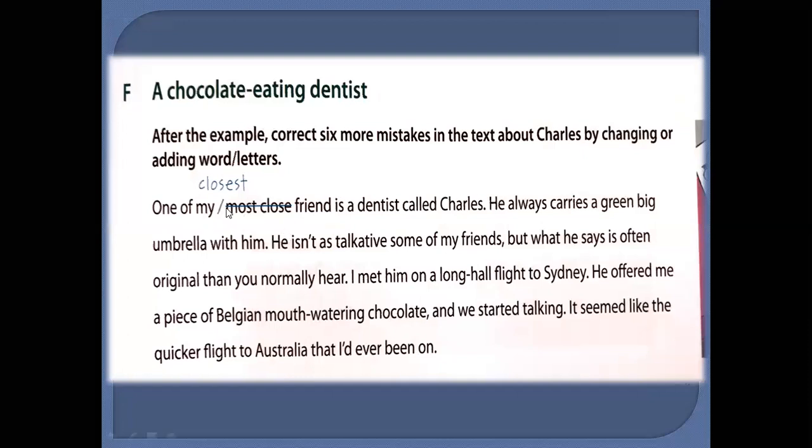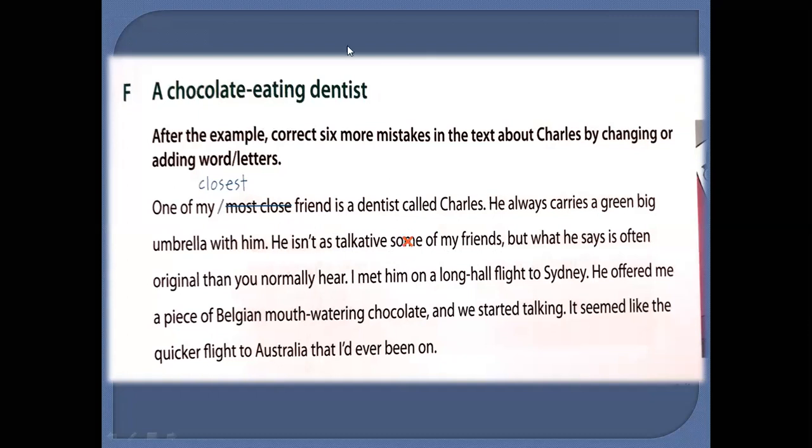Is it correct? There are 6 mistakes you're going to find. Okay, so he always carries a green umbrella with him. He isn't as talkative as some of my friends. Find these mistakes, please. As talkative as. The mistake is here.